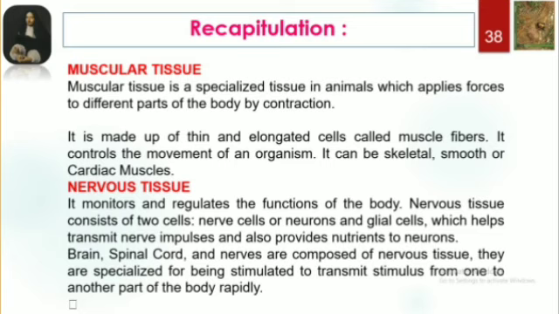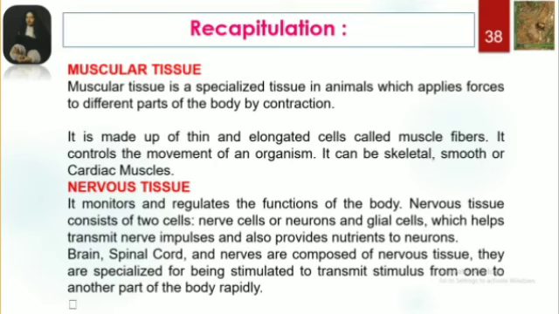Muscular tissues are specialized tissues in animals which apply forces to different parts of the body by contraction. It is made up of thin and elongated cells called muscle fibers. It controls the movement of the organism. It can be skeletal muscle, smooth muscle, or cardiac muscle.